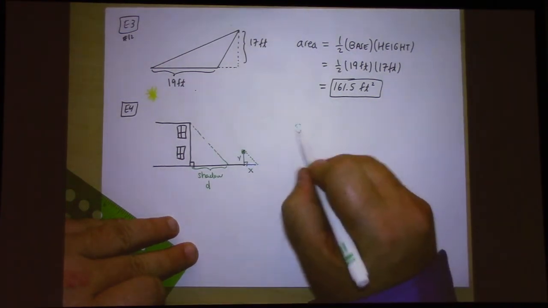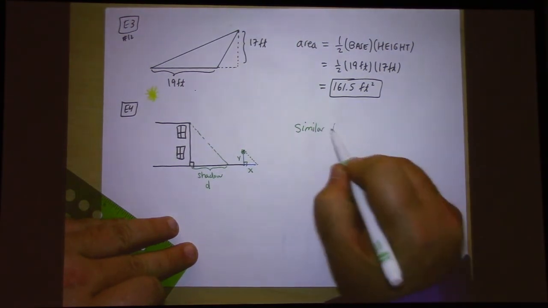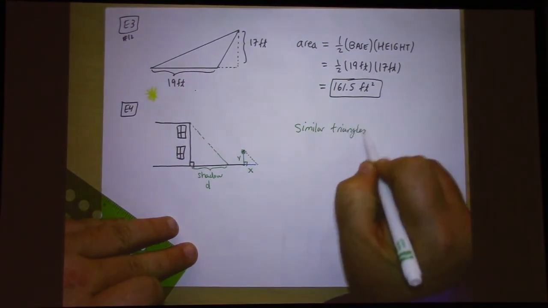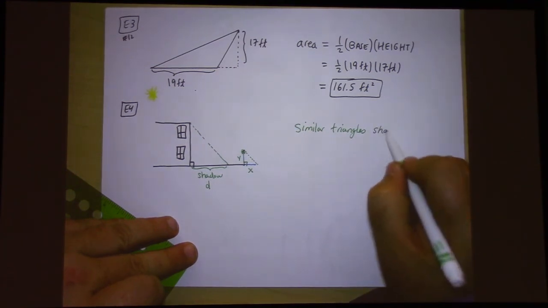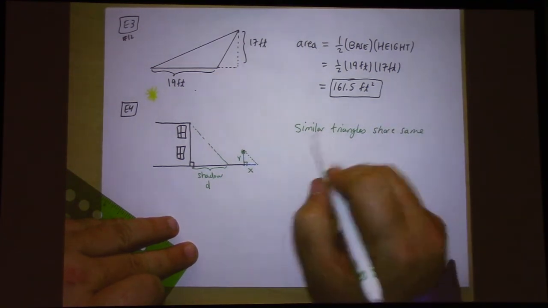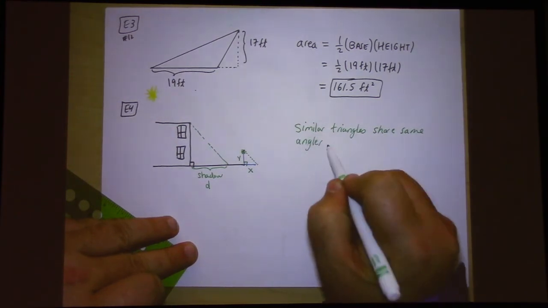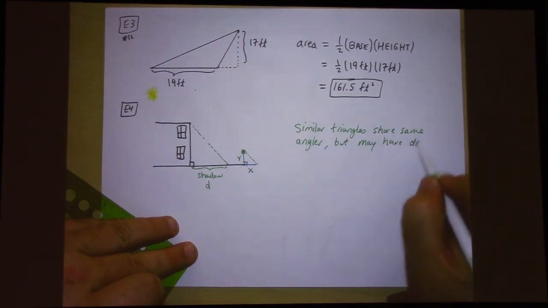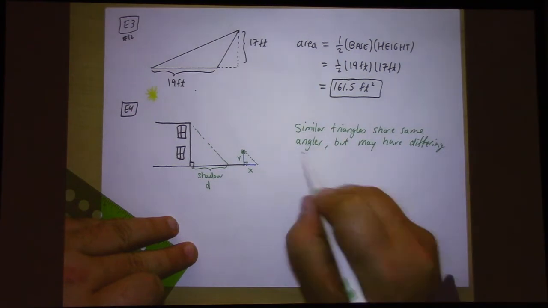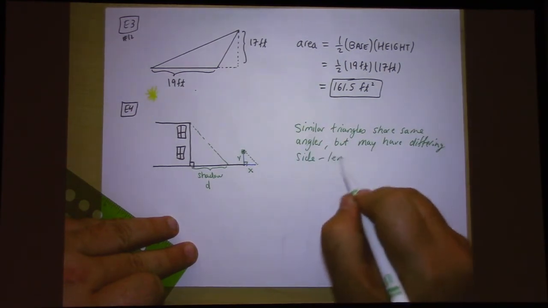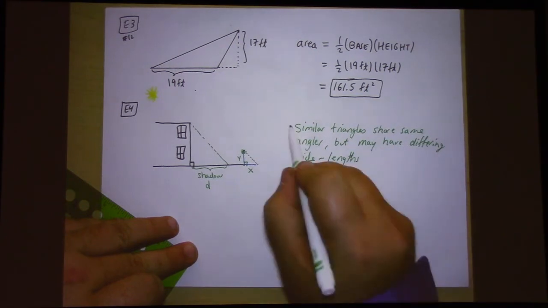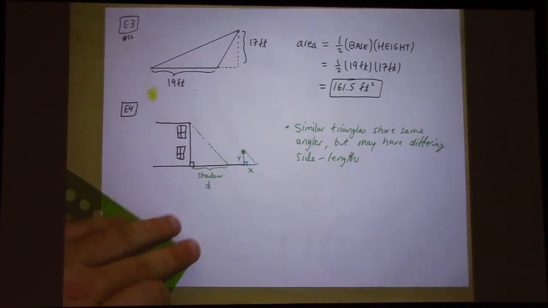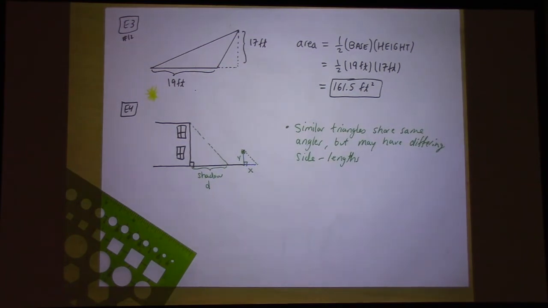Similar triangles share the same angles, but may have differing side lengths. Another way to say that is this: the ratio of corresponding sides of similar triangles are equal, if you match up the sides appropriately. Another way to say this: how can you get from one similar triangle to another?